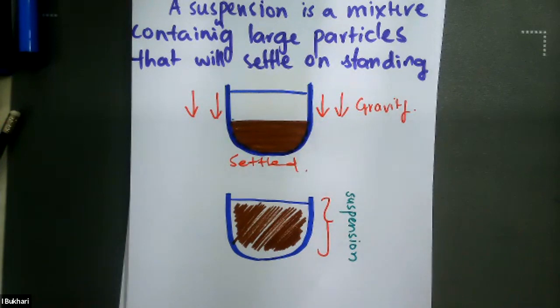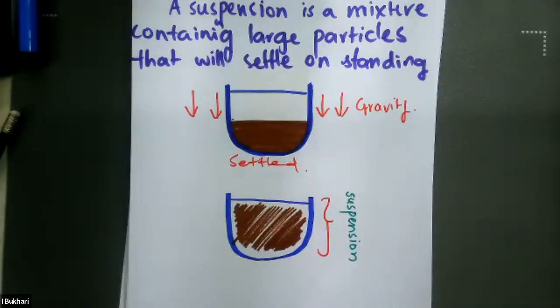Also talk about the density, because sand is denser than water and therefore it settles down. It's heavier than water, so it settles down. If there's any substance which is less dense than water, then of course it won't settle at the bottom, but rather it will float at the top.